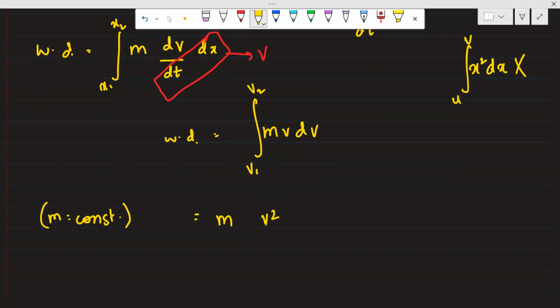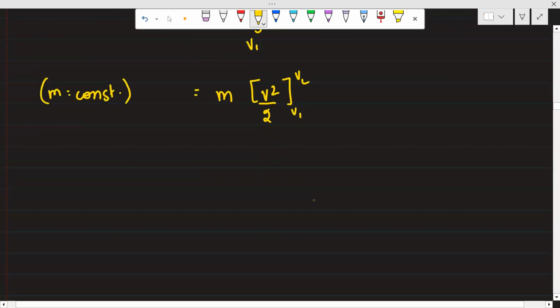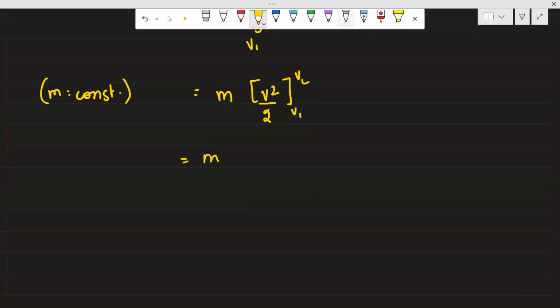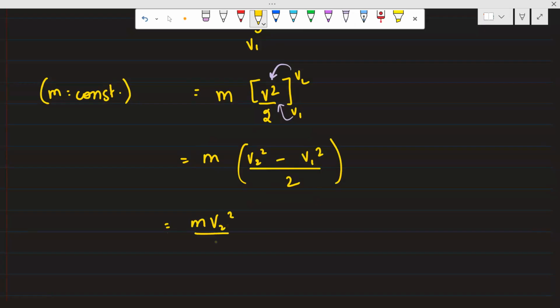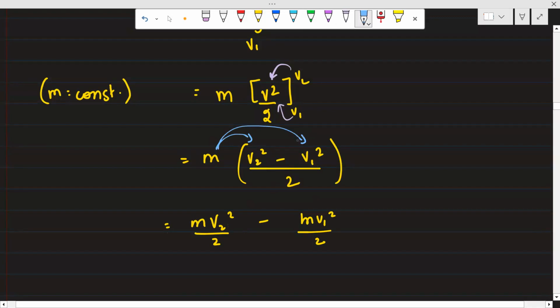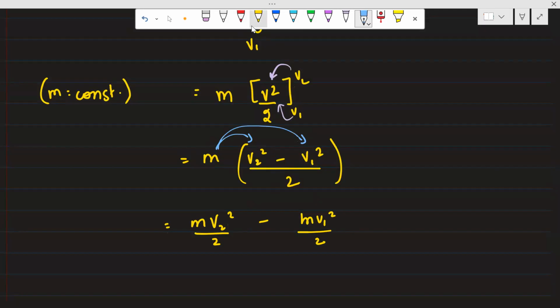Now integration. This becomes m times v square by 2 from v1 to v2. In fact, you can write u and v also, because initial velocity is taken as u and final as v. So see, we put the upper limit and then the lower limit. So m times (v2 square minus v1 square) by 2. I'll separate the denominators: m v2 square by 2 minus m v1 square by 2. I have not only separated it, I have multiplied m inside. So separation and multiplication.